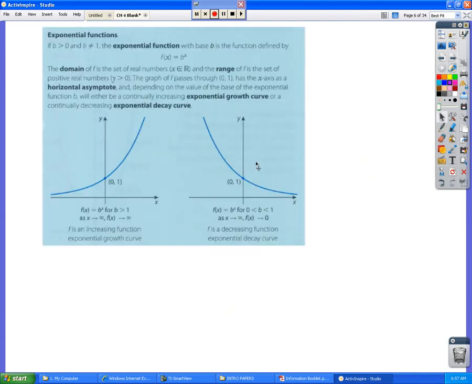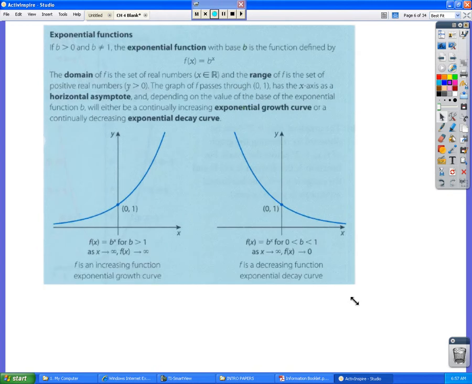Exponential functions look like this. Exponential functions will have an asymptote. The asymptote will be horizontal. You have exponential growth versus exponential decay. Your domain will be all real numbers, and your range will depend upon the horizontal asymptote and which way the function graphs, whether it increases or decreases towards the horizontal asymptote.